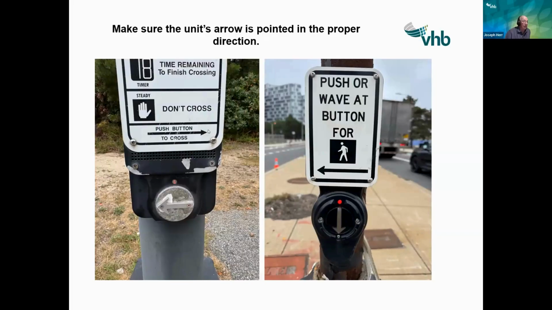Next, make sure the arrow is pointed in the proper direction. On the left button, you can see the arrow on the sign is pointed to the right, and the actual button itself is pointed to the left. That's not correct. This one's at a median island. It's supposed to have 2 arrows here. It has 1 arrow to the left, but it's supposed to have 1 to the right, and the button arrow just goes straight down. I'm not sure what they were thinking with that. Obviously, they probably didn't have an arrow that went in both directions. But just make sure that the buttons are for the proper direction, and both the sign and the button itself correspond in the same direction.